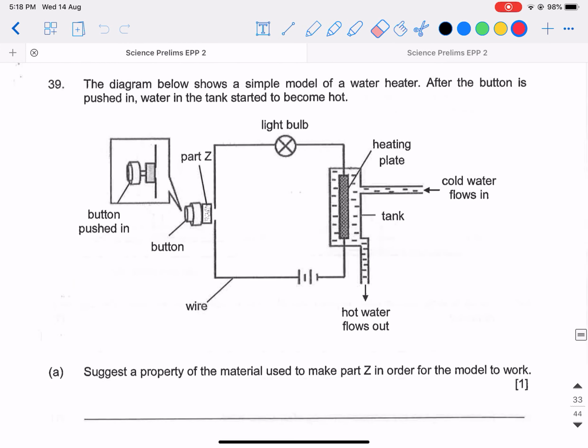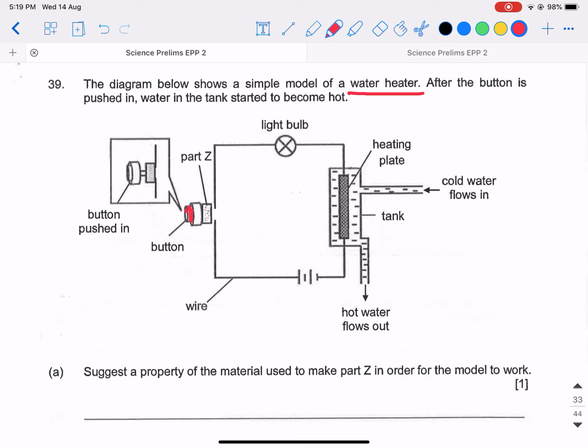Okay, we are at question 39 for this video clip. This is a diagram showing a very simple model of a water heater. So a water heater, as the word suggests, heats up water. After the button is being pushed in, water starts to become hot. So let me study the diagram for a while.